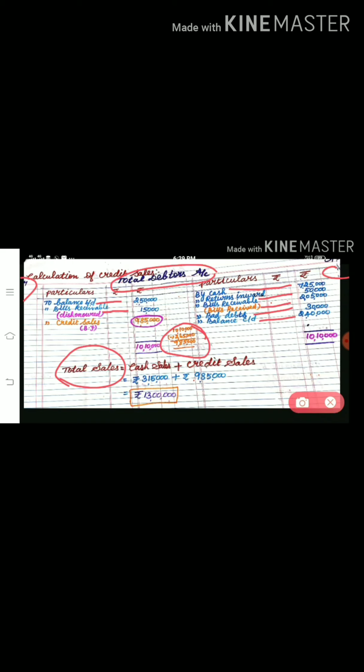So with the help of the formula, find out the total sales value. What is the formula? Cash sales plus credit sales. Credit sales are already found. The cash sales value is given in the question: cash sales is 3,15,000. Credit sales 9,85,000. So totally 13 lakhs. So rupees 13 lakhs is the total sales value.